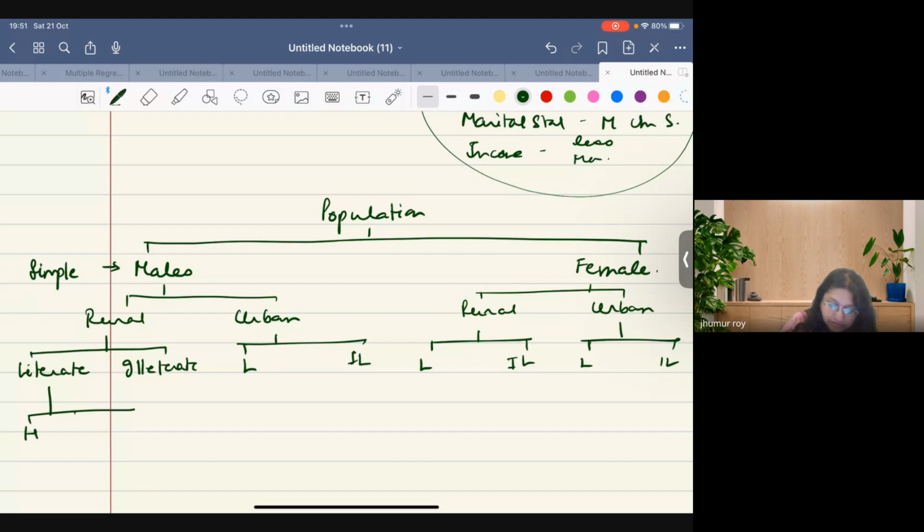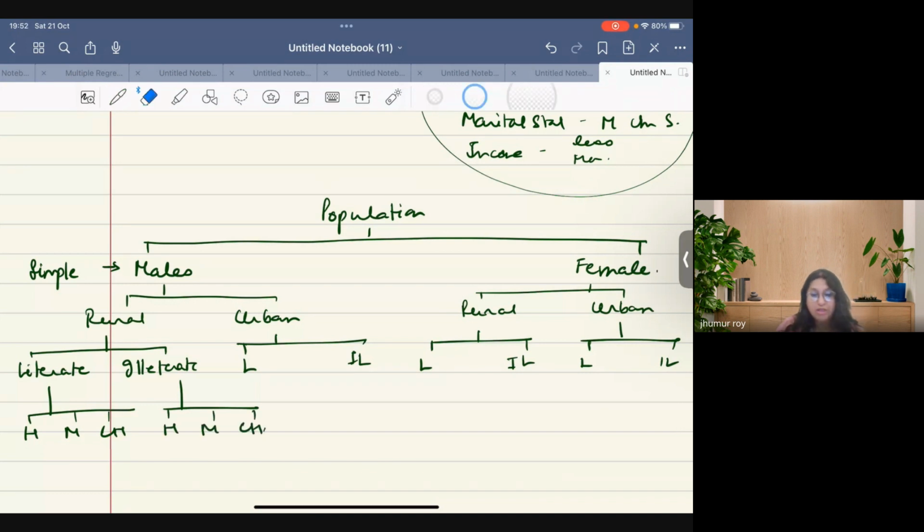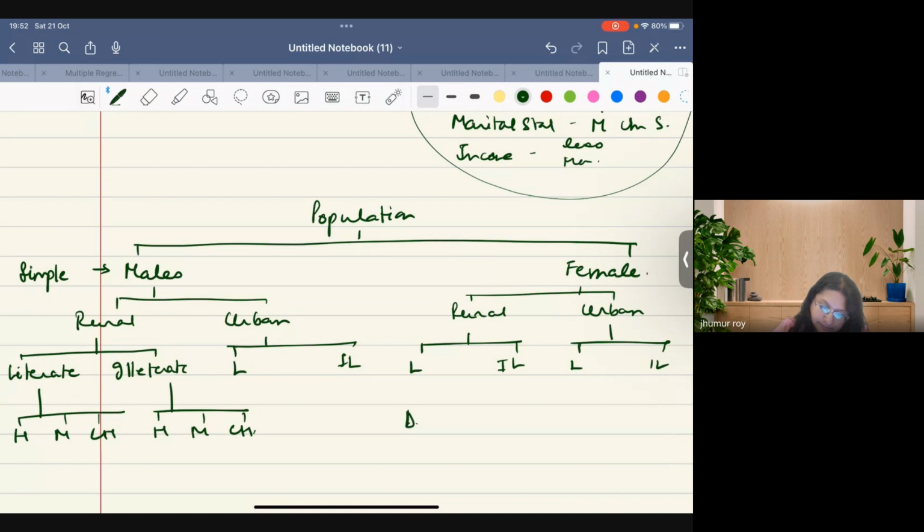Further, I can also want to see if they are literate, are they Hindus? Are they Muslims? Are they Christians? So similarly, illiterate, are they Hindus? Are they Muslims? Are they Christians? So all this data gives me, what does it give me? It gives me the demographic profile of respondents.